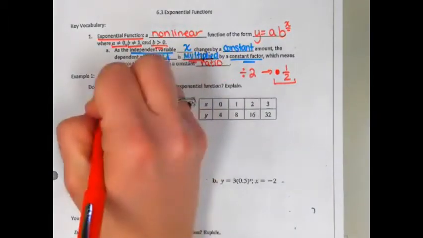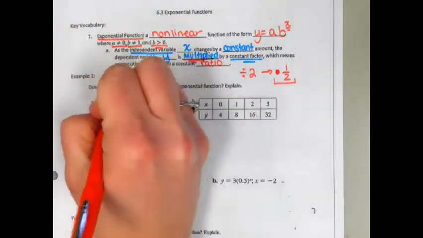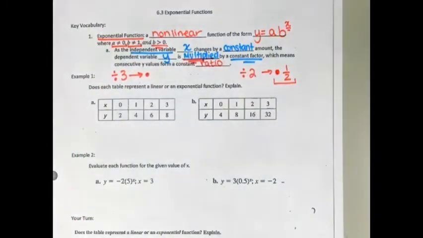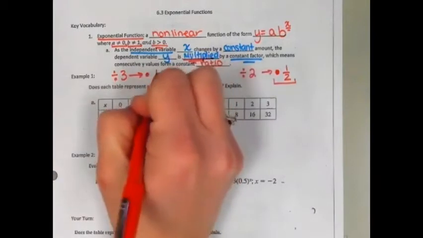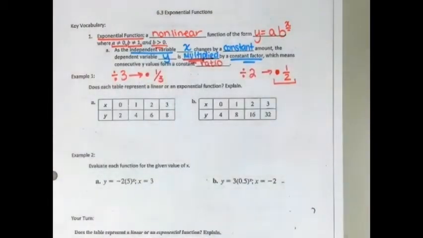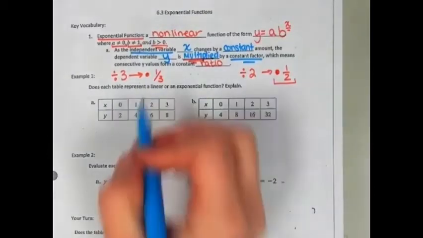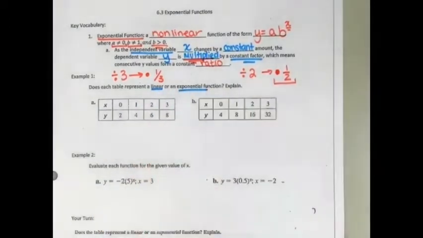If I know it's being divided by 3, what is my ratio? It's being multiplied by 1/3, right? Okay. All right. So linear is always adding and subtracting by a constant. The exponential is when we multiply, or technically divide, but we can change dividing to multiplying, okay? So does the table represent a linear or exponential function?